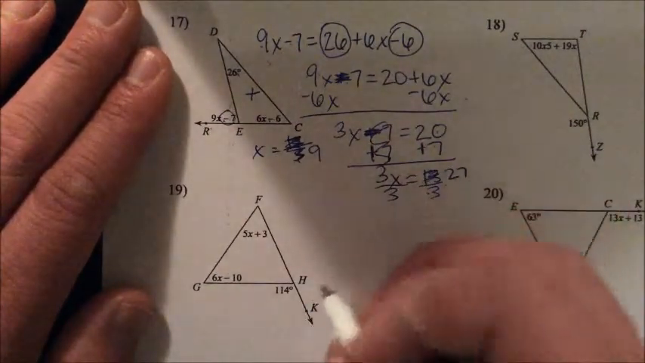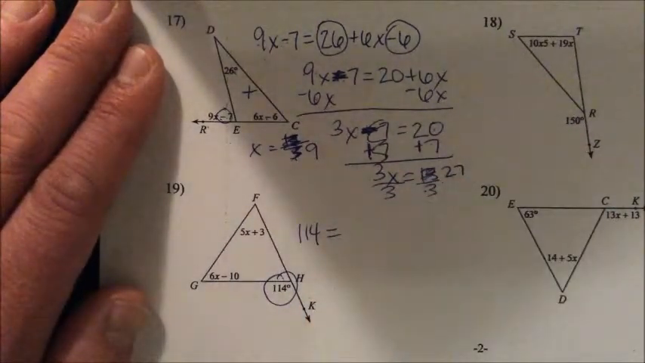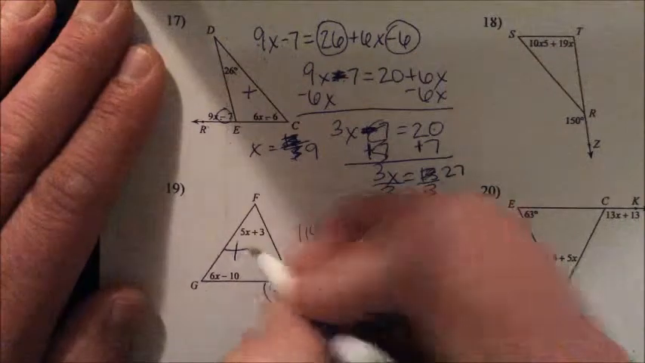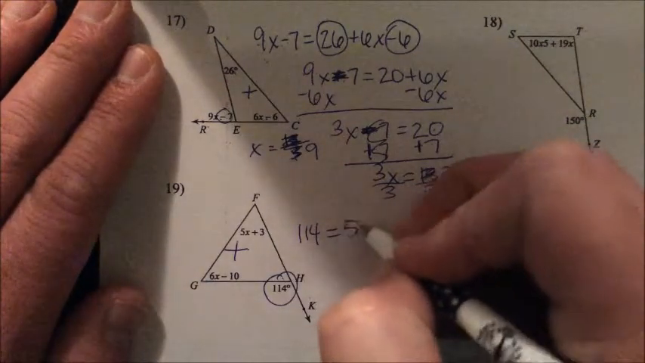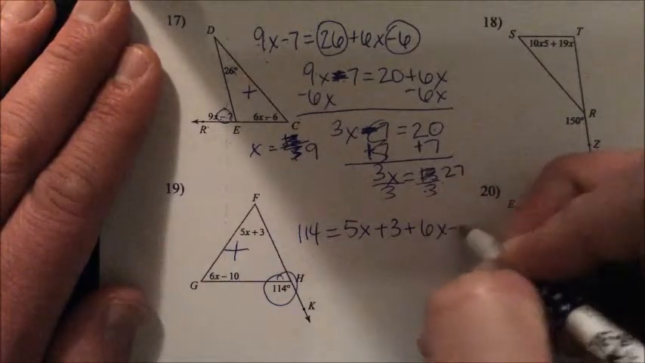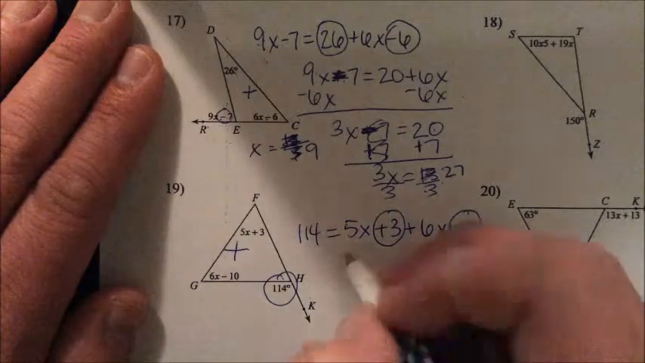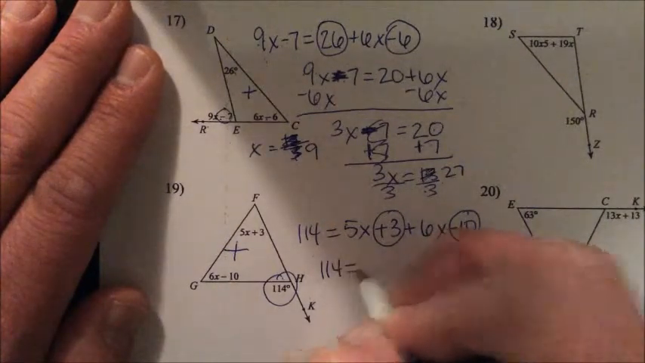Alright, number 19. I know that this is my exterior angle, 114 degrees. That's going to equal the sum of my two interiors. So I'm going to add 5x plus 3 plus 6x minus 10. Can I combine my like terms on the right side? There's nothing to combine over here, it's just 114.